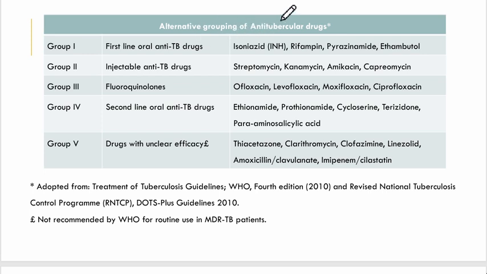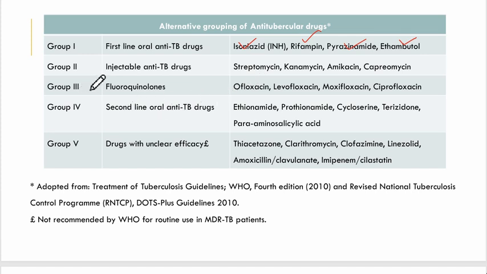Now we have an alternative grouping of anti-tubercular drugs. I have classified them here into 5 groups. First is the first line oral drugs, then the injectable anti-TB drugs. The oral drugs, generally isoniazid, rifampin, pyrazinamide, and ethambutol, are given orally in the form of tablets. Injectables include streptomycin, which is an antibiotic, kanamycin, which is an aminoglycoside antibiotic, amikacin, and capreomycin. Then the fluoroquinolones, which are ofloxacin, levofloxacin, and ciprofloxacin.